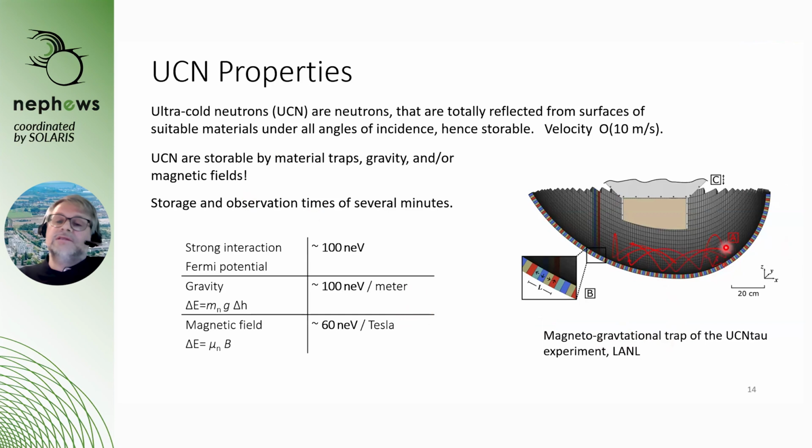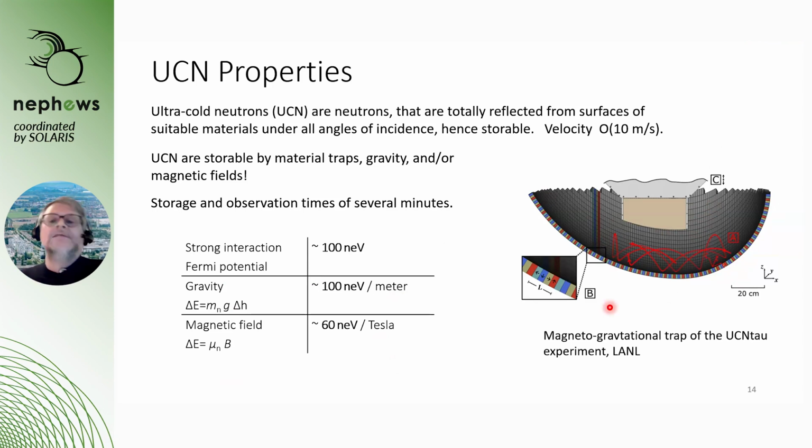But what you can see here is that the magnetic potential by this magnetic gradient field is 60 nano eV per Tesla. The energy loss per meter is on the order of 100 nano eV, and the wall interaction is on the order also of 100 nano eV, the Fermi potential, being gravity, magnetic field, and strong interaction combined, and you can use all of them to store ultra-cold neutrons, which means that the benefit of using those neutrons is that you have a system which you can store in place and observe for a very long time.